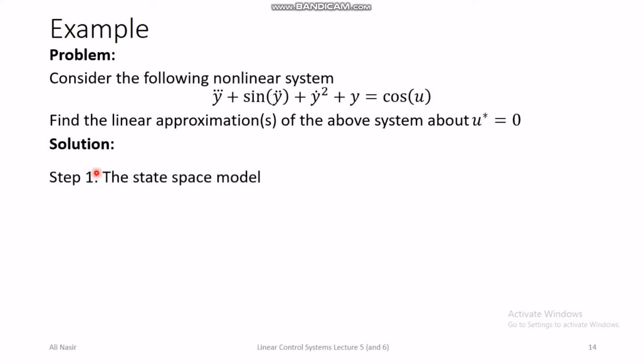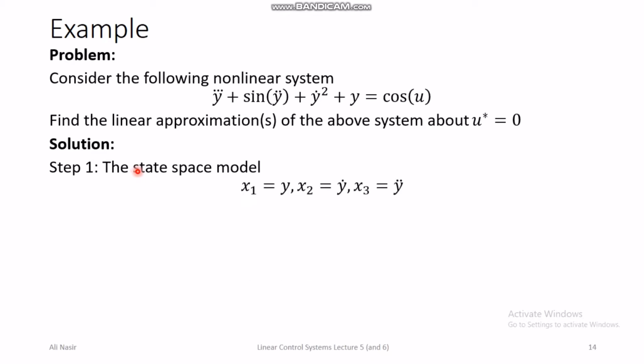So step 1, for this nonlinear system to be converted into its linear approximation, is to write the state space model. Define x1 equal to y, x2 equal to y dot, x3 equal to y double dot. Then x1 dot will be equal to x2, x2 dot will be equal to x3, and x3 dot will be equal to cos of u star minus x1 minus x2 square, which is derived from this equation, minus sine of x3.